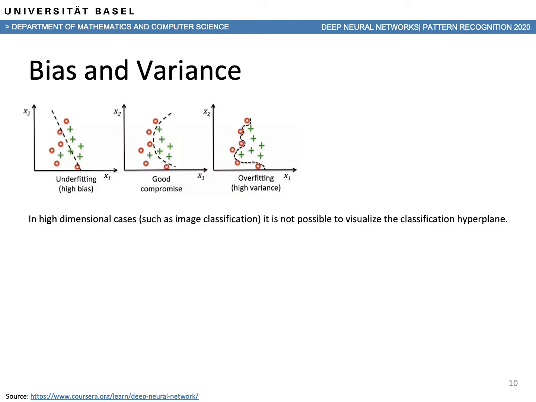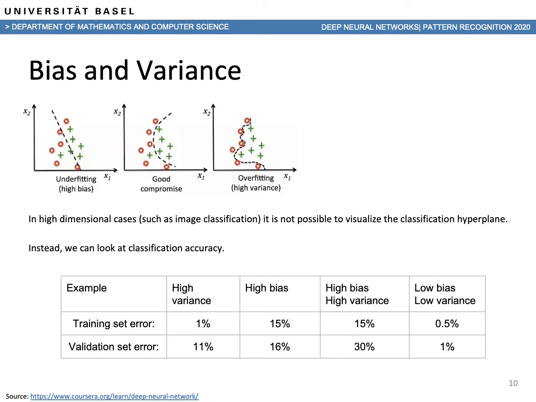Obviously, in high-dimension cases, such as image classification, it is not really possible to visualize the classification hyperplane as shown here above. But instead, we can look at some classification accuracy. So this here is just some very coarse rules that you can look at, which is if you have high variance, then you would most often see that your validation error is quite high compared to your training error. And if you have high bias, then both your training set and validation set would be quite high.